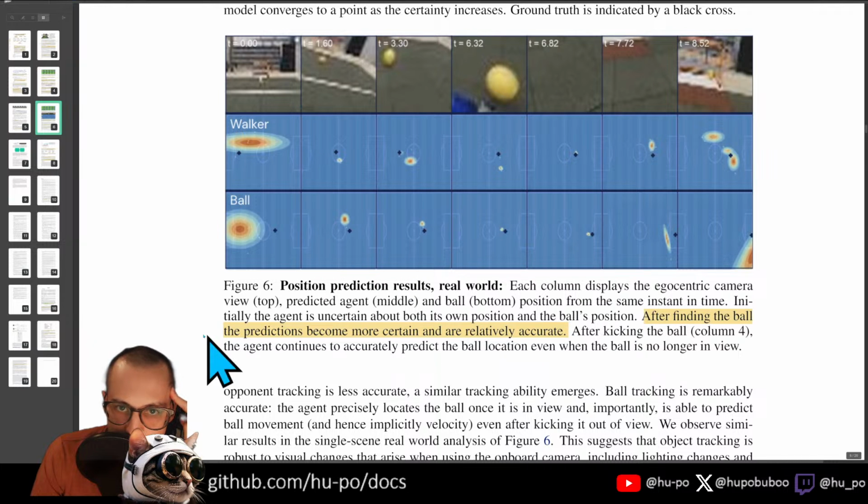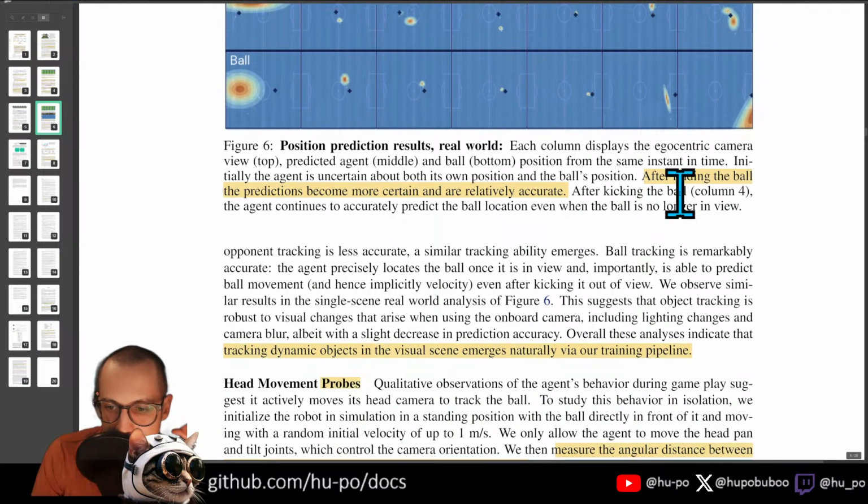Position prediction. After finding the ball, the predictions become more certain and are relatively accurate. Right? So you see that here. At first, it doesn't really know where the ball is. This is what it's seeing. But then, boom, once it sees that little ball, it's like, okay, I know exactly where the ball is. Pretty cool. Tracking dynamic objects in the visual scene emerges naturally.